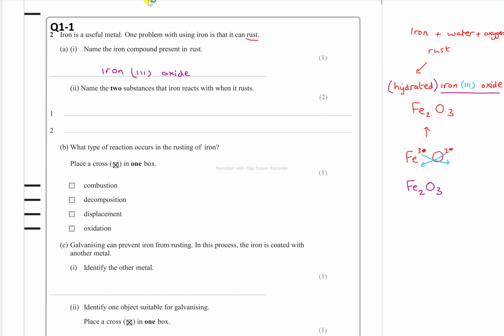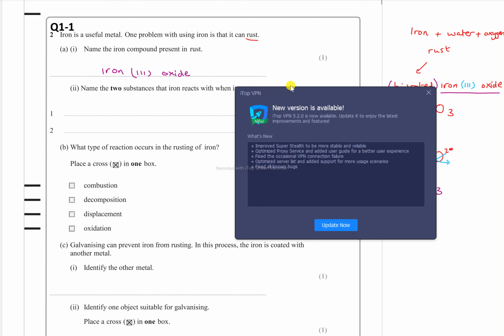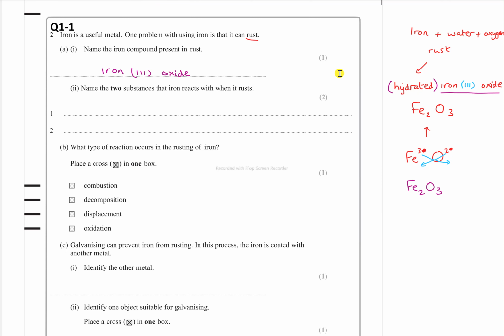Name 2 substances that iron reacts with when it rusts. Oh, right, so what we've said is up here, oxygen and water.